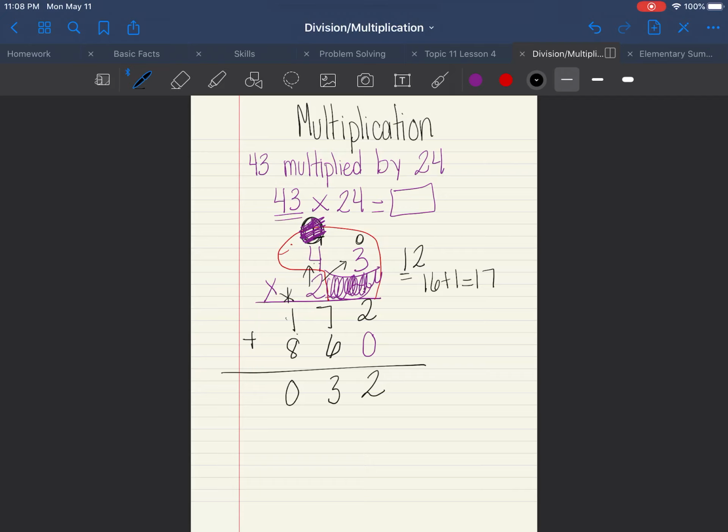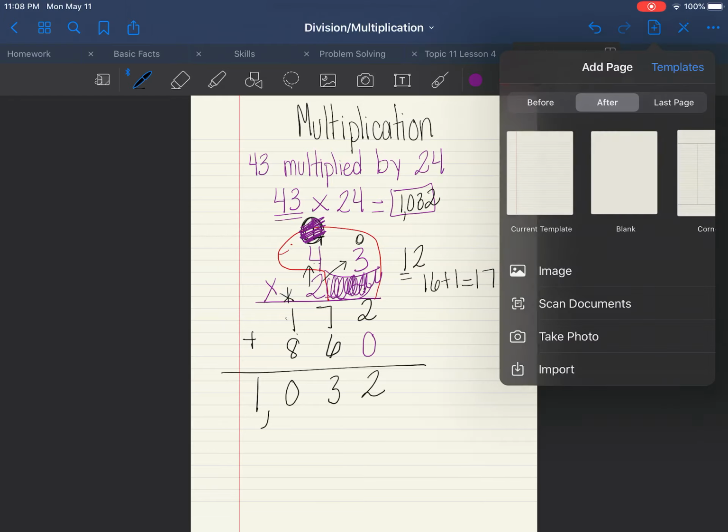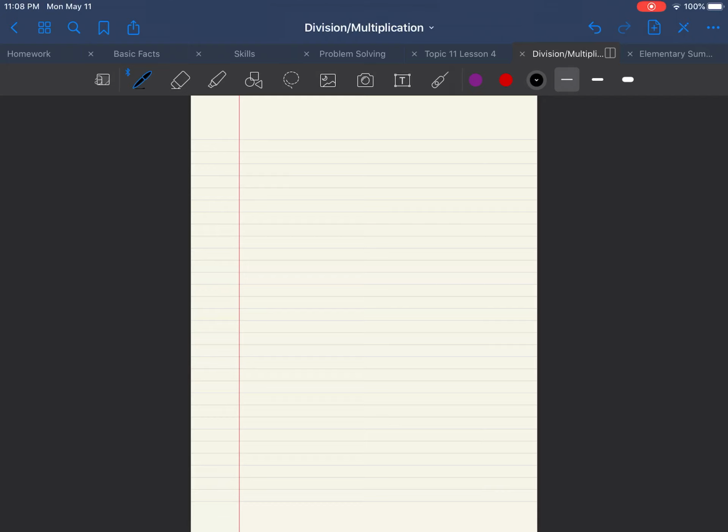At your partial products, 2 plus 0 is 2. 7 plus 6 is 13. 8 plus 1 is 9. Plus 1 more is 10. So my product is 1,032.